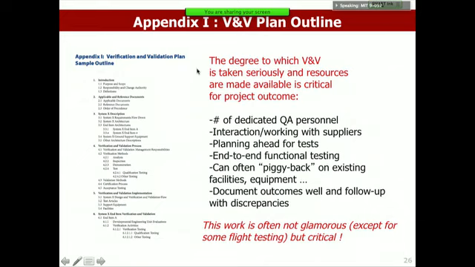And I'll just say this, the degree to which you take verification and validation seriously and the resources you make available for it are critical for success. So how many people, how many dedicated QA personnel? What is the interaction and working with suppliers? Are you planning ahead for these tests? How close are you getting to actual end-to-end functional testing? Can you piggyback on existing facilities and equipment? How well do you document all the outcomes and follow up with discrepancies?